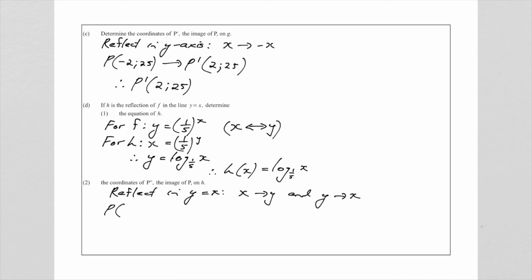Now, point P was given to us as (-2, 25). And now we want P image, and we need to apply the reflection in y equal to x. So that is where x becomes y and y becomes x. So that means the image of P will be (25, -2). So we can write down that the image of P will have the coordinates (25, -2).